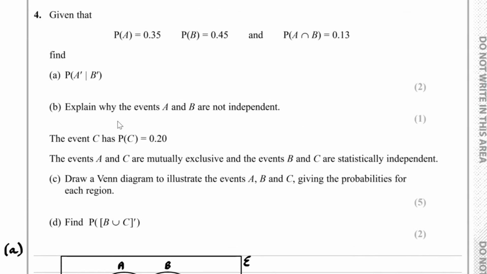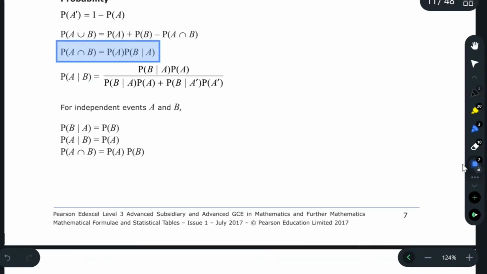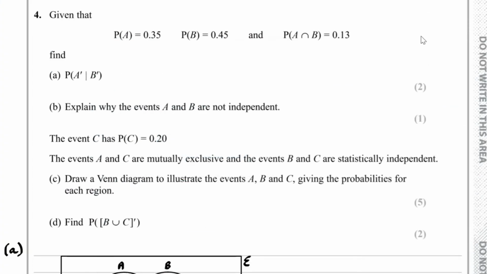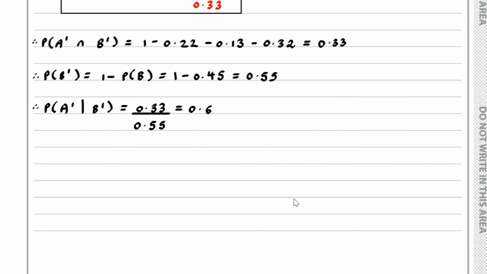Then for part B, we have to explain why the events A and B are not independent. Well, for independent events, we've got this condition: the probability of A and B is equal to the probability of A times the probability of B. So, let's write that down for part B as a condition.